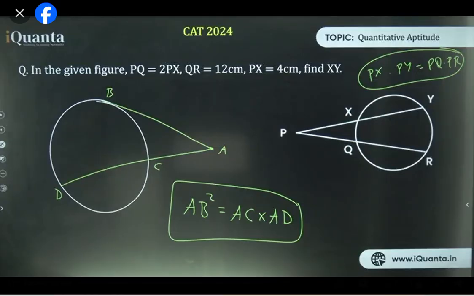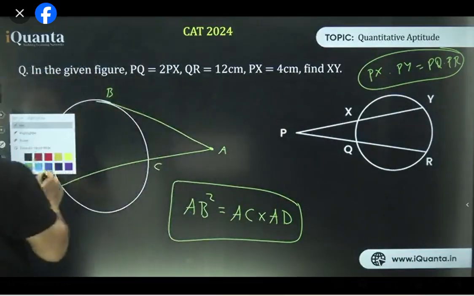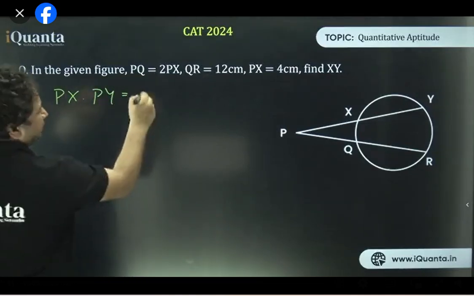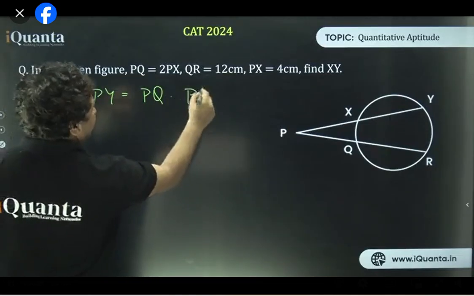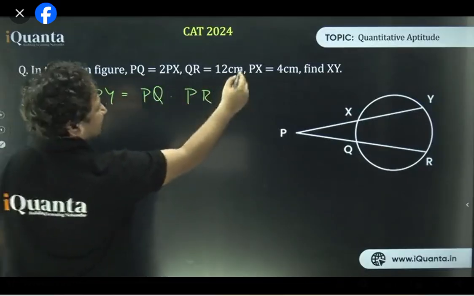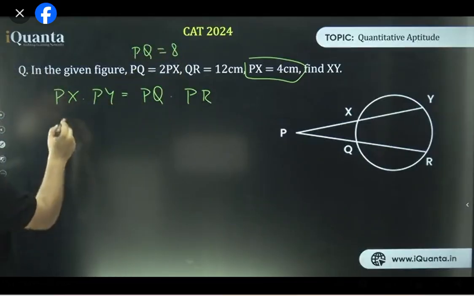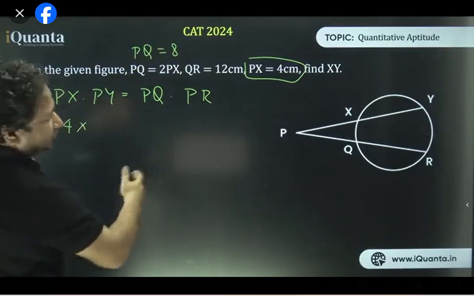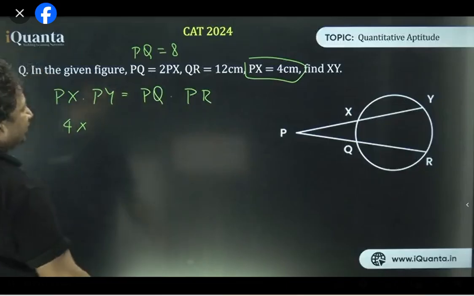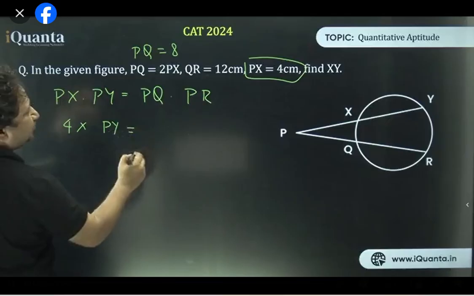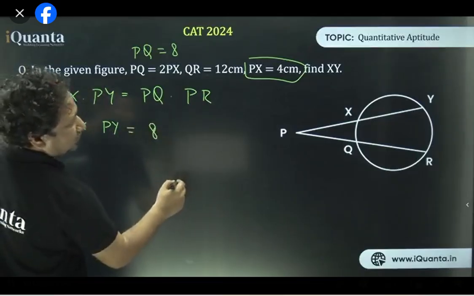I'll just solve it to see what the answer is. I hope you guys have written both the properties. So PX multiplied by PY is equal to PQ multiplied by PR. PX is given as 4. PQ is 2 times PX, that means PQ will be equal to 8. Let's put the values. 4 multiplied by the full value of PY, this entire PY, we don't know, right? Is equal to PQ, that is 8, multiplied by PR.